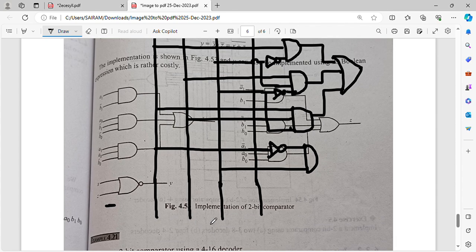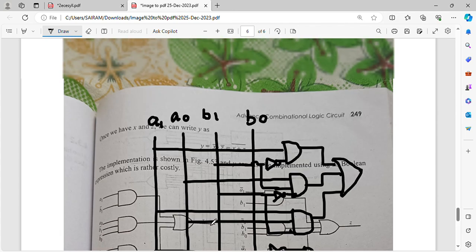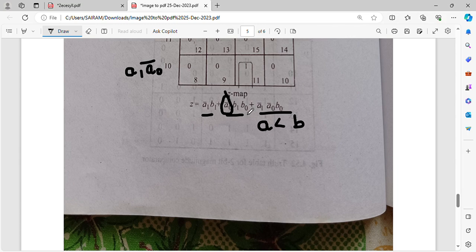Okay. Next one is what? Next one is nothing but A1 bar, A0 bar, B0. Here, see, A1 bar, A0 bar and B0. And the second one is A0 bar, B1, B0.